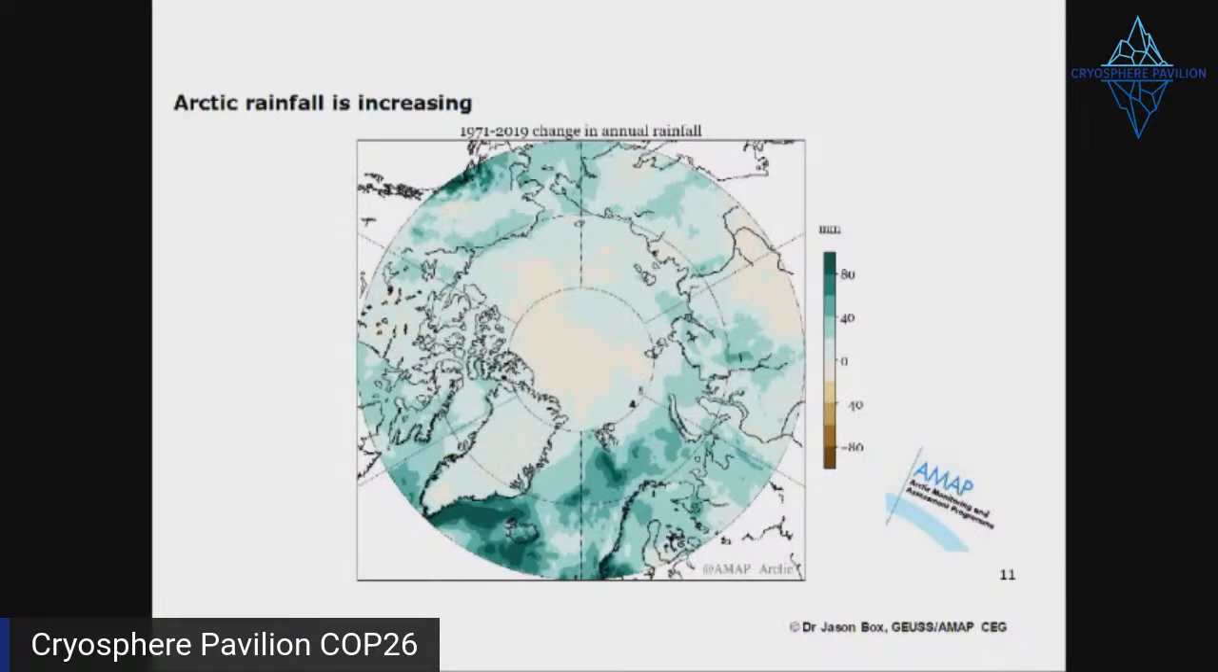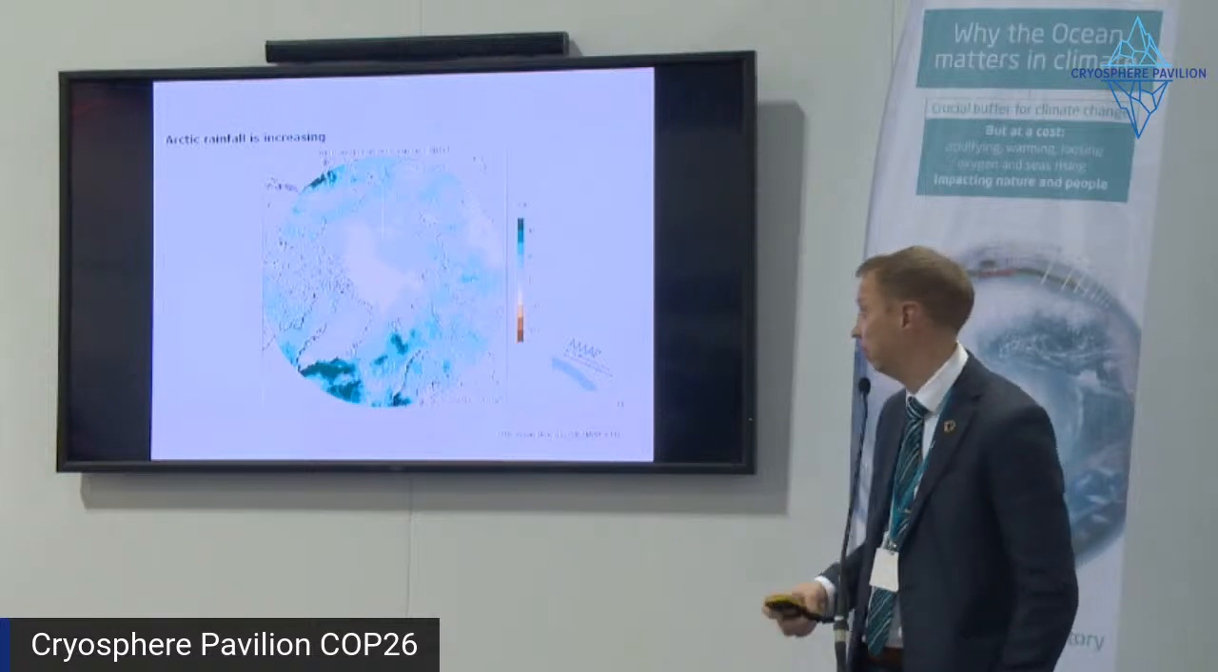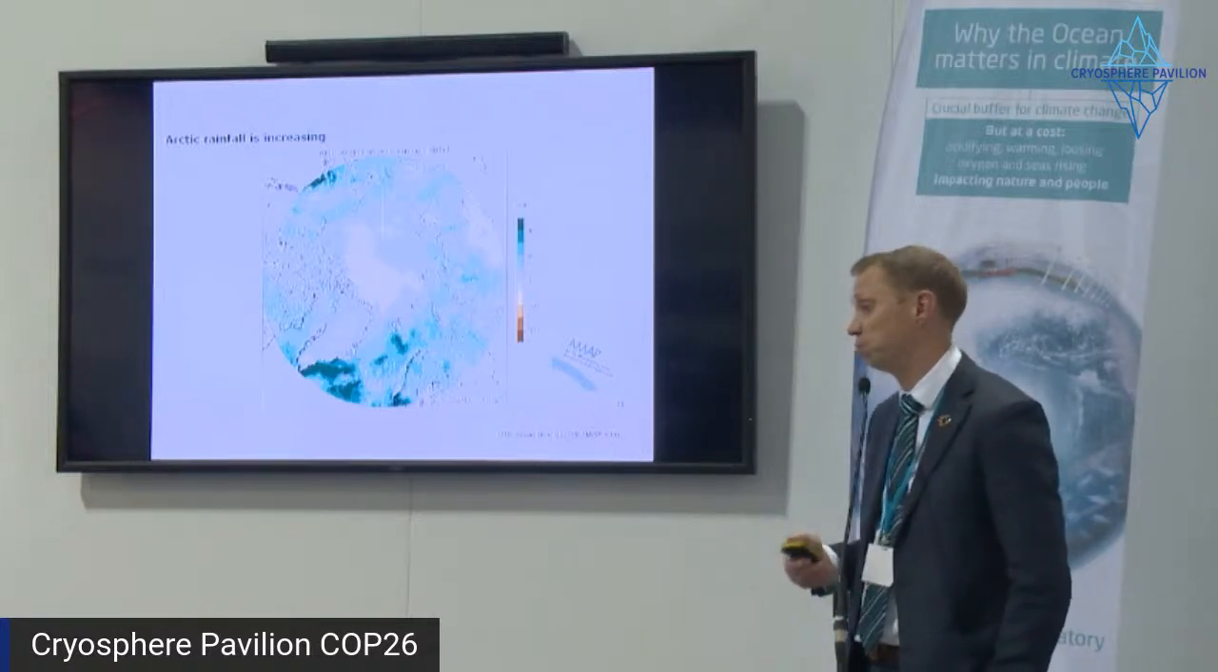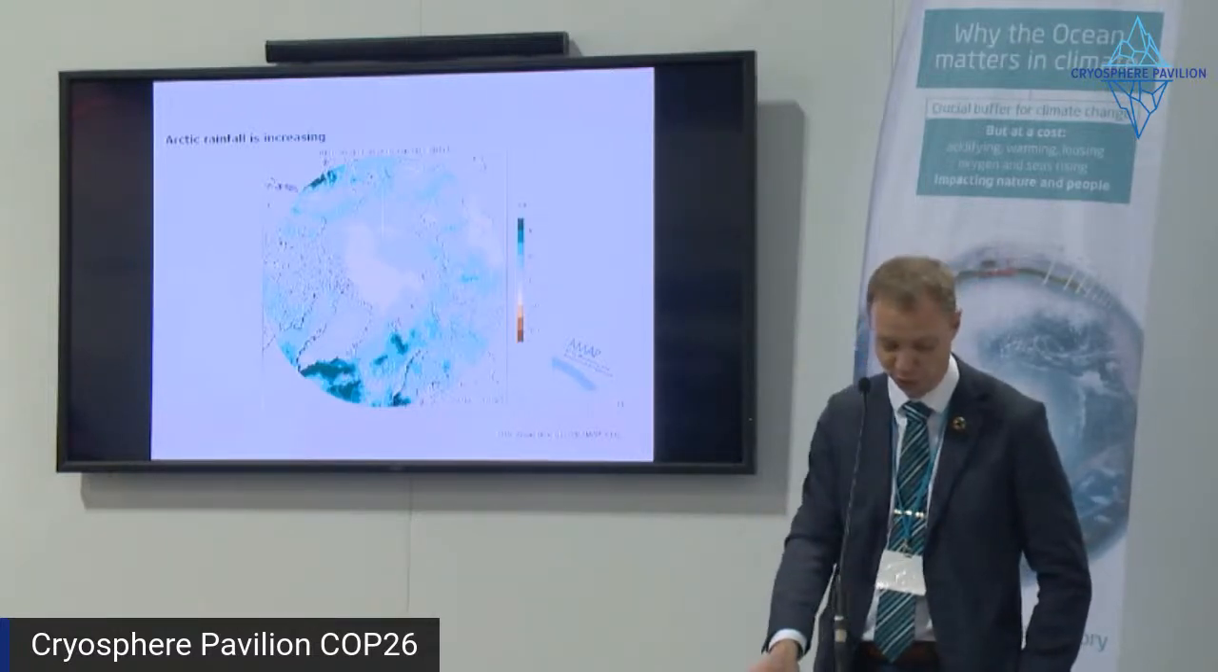And the special thing is that a lot of this rainfall is actually taking place in the winter months, from October to May. So whereas earlier it was snow, it's now rain in the Arctic. And it has some implications for other processes, as I will come back to soon.